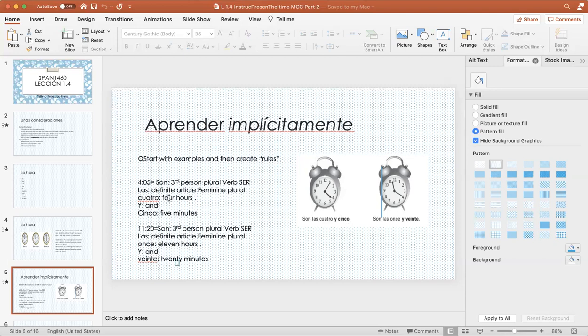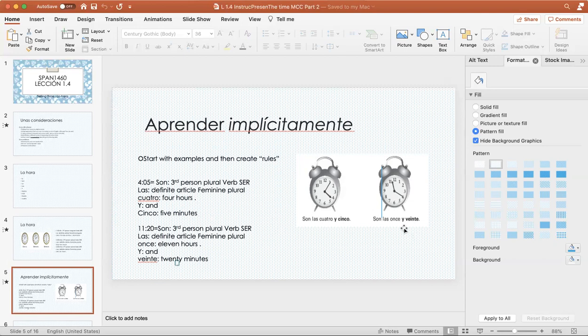So son, the third person for the verb, right? Las, because we already said it, we're indicating 4 hours. Y, because we're adding the minutes, and cinco, because it's 5 minutes. So son las 4:05, it's 4:05.